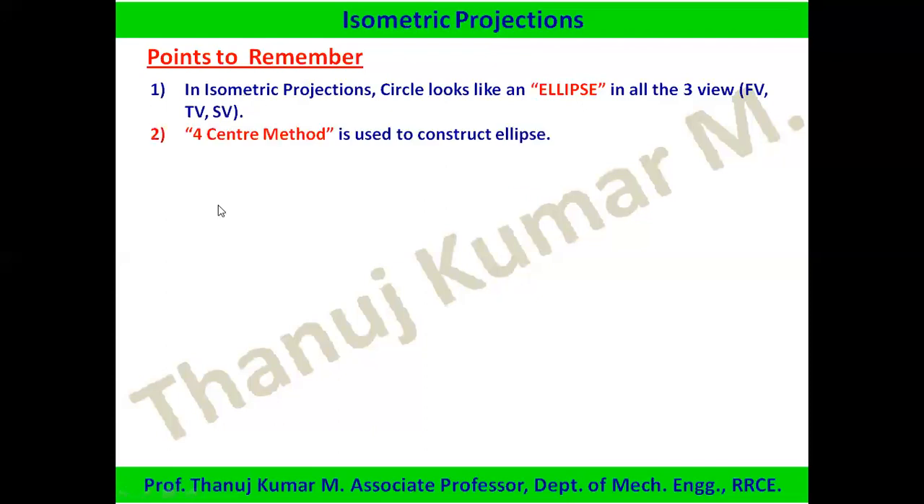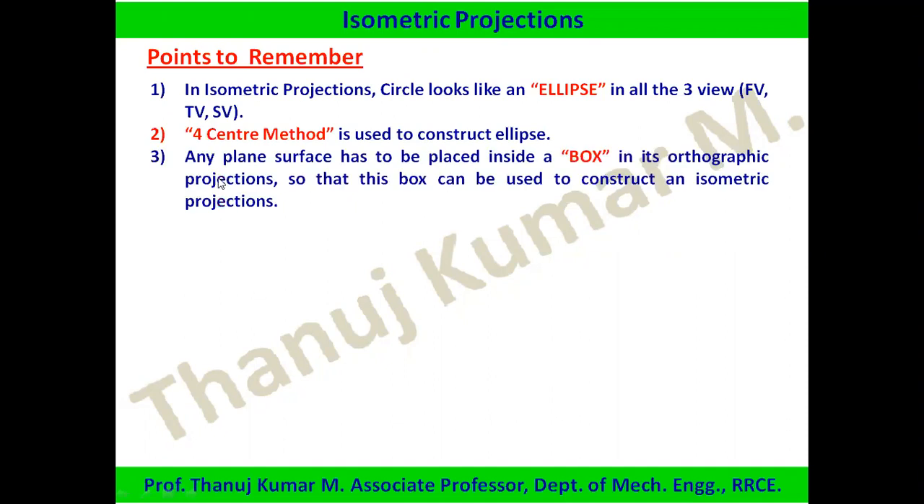Second point, the four center method is used to construct the ellipse. I'll teach you how to draw it. Four center method. We use four centers to draw the ellipse of the circle in the isometric projections. Third one, any plane surface has to be placed inside a box in its orthographic projections so that this box can be used to construct an isometric projection.